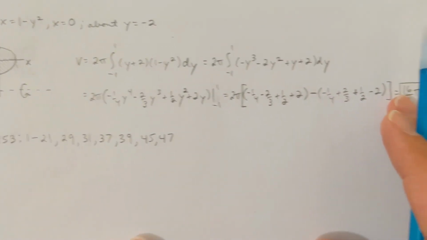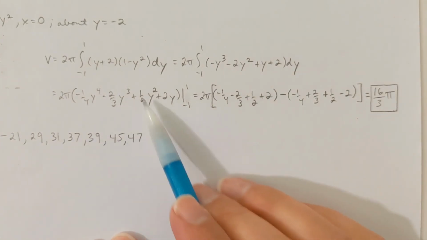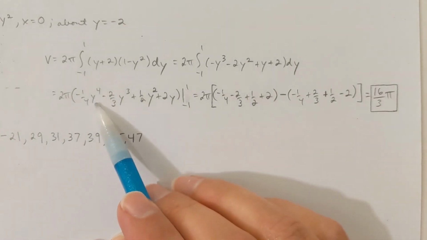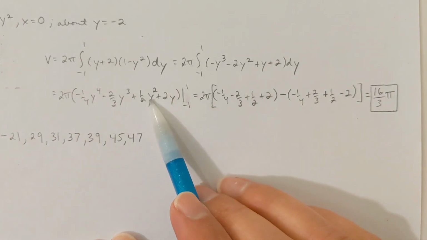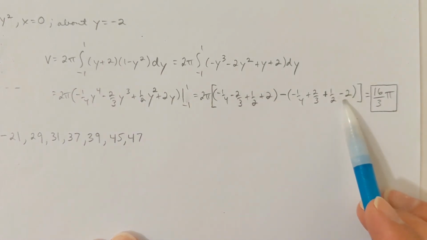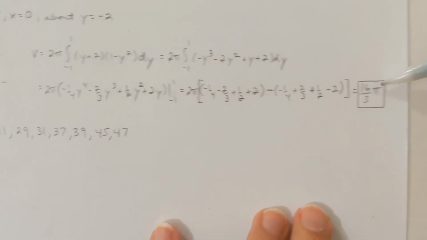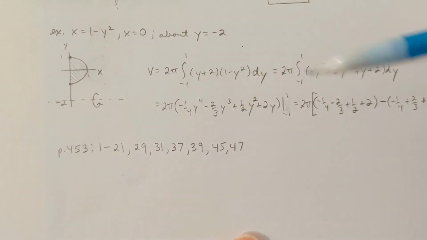Plug in the bounds. When I plug in 1, I'm going to have -1/4 minus 2/3 plus 1/2 plus 2. And then minus, when I plug in -1, I'm going to have -1/4 plus 2/3 plus 1/2 minus 2. Okay, and -1/4 plus 1/4, those will cancel. I simplified this and was getting 16 pi over 3 as the exact answer, representing the volume of this object.